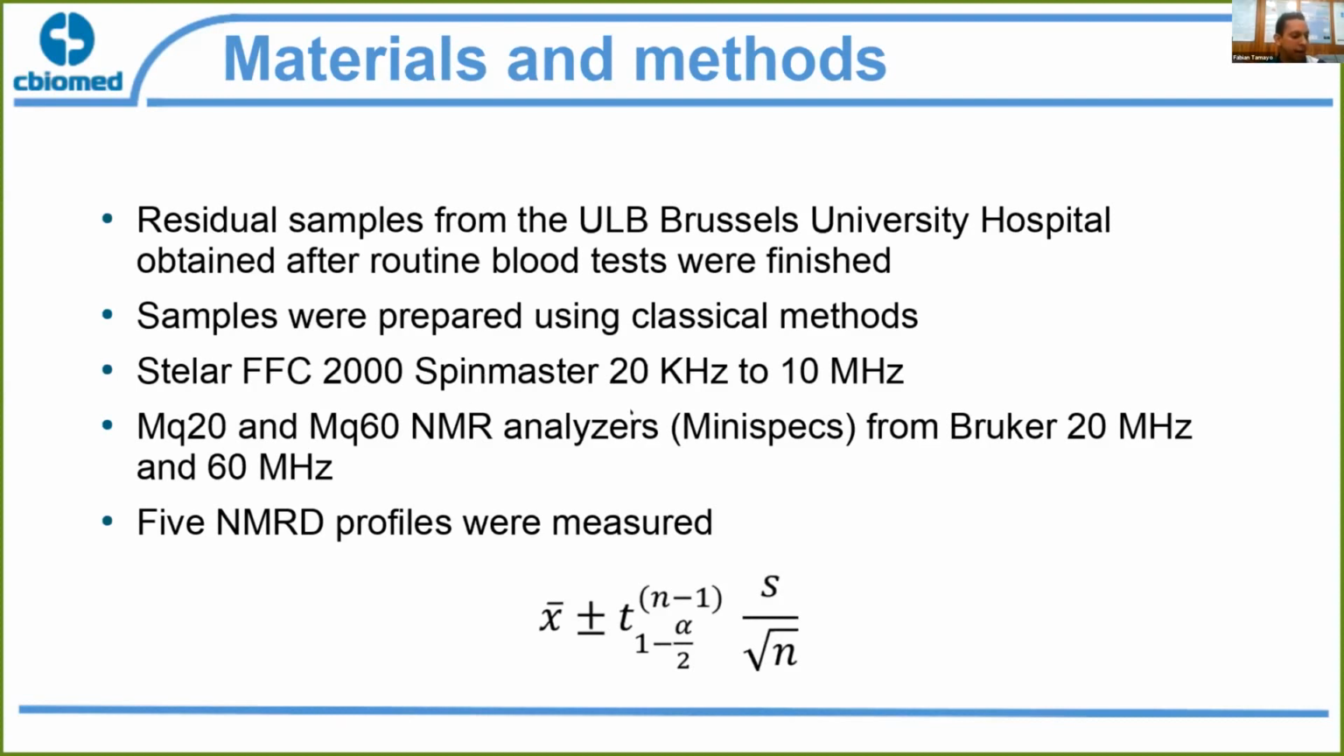For each sample, at least 5 NMRD profiles were measured, and the value of the correlation times was reported as follows, where X bar and S represent the mean value and standard deviation of the N measurements performed, and t is the Student parameter for 95% confidence, alpha equal 0.05 and n minus 1 degrees of freedom.